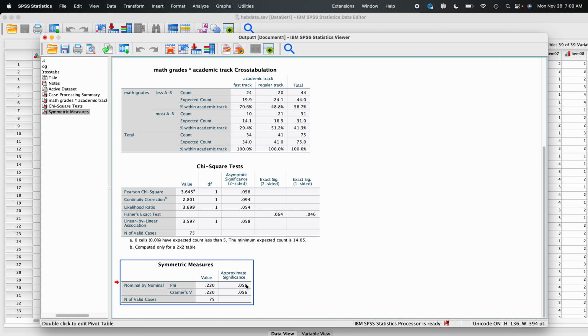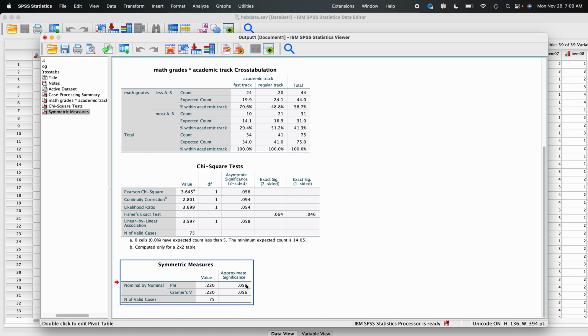So the results write-up for this, guys, is beautiful. You're going to restate your research question. So, I was looking to investigate if students in fast and regular academic tracks differ on whether they have mainly high or low math grades. You would italicize academic track and math grades. You would say, I conducted a chi-square statistic test in order to make this determination. My assumptions were met because my data is nominal or ordinal, and it is independent.